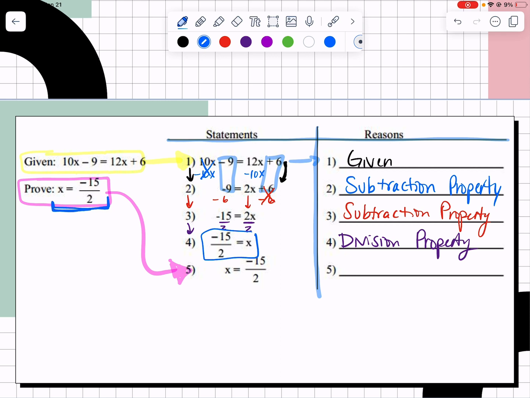So when this happens, there is a property in the notes that you did today called the symmetric property, which allows you to flip the side that it's on. So essentially we just reversed the order, so it's in the exact order that we were given. So this is a finished proof. We have all of our statements filled out. We got from the given statement to what we were trying to prove, and we have the reasons filled out on the right.